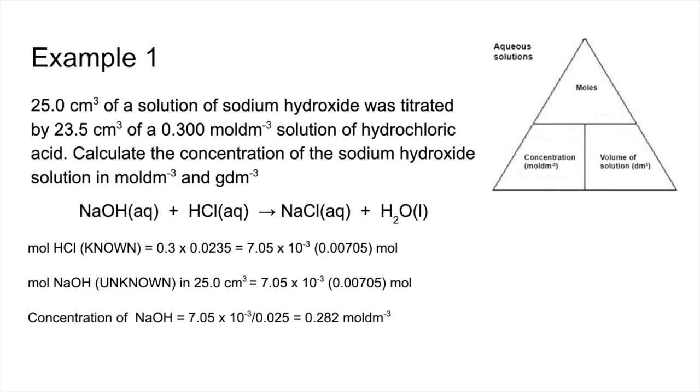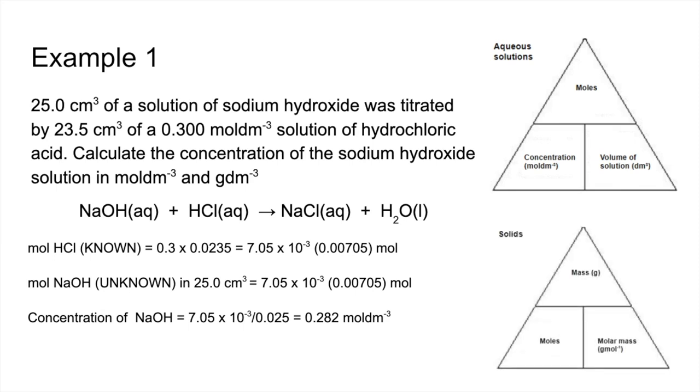And finally, to get the concentration in grams per decimeter cubed, we're going to bring in another formula. So it's the formula for solids now. So mass is equal to moles times molar mass. Well, we've just calculated the moles per decimeter cubed. So to get the grams per decimeter cubed, it's just moles times molar mass, or MR, of the NaOH. So it's 0.282 times 40, 11.28 grams per decimeter cubed.